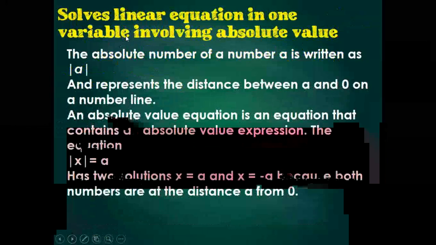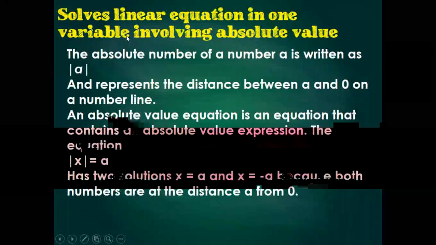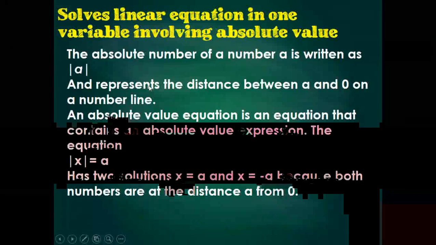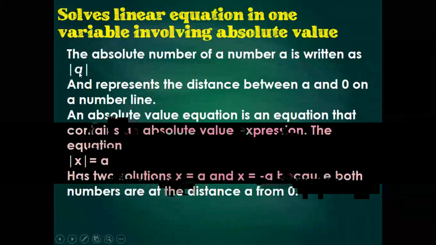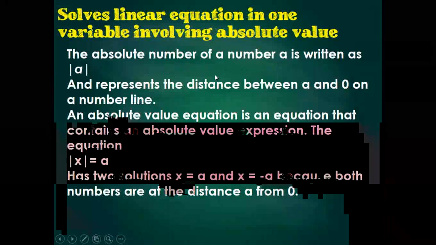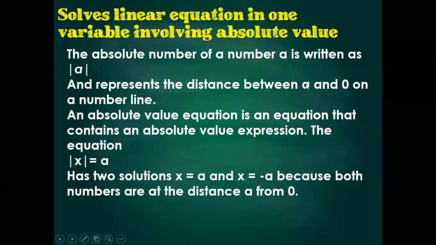Okay, so solve linear equation in one variable involving absolute value. Just to remember, what is absolute value? We have a symbol like two bars. The absolute value of a number A is written with those bars. It represents the distance between A and 0 on a number line. That A represents a real number or integer, either negative or positive.